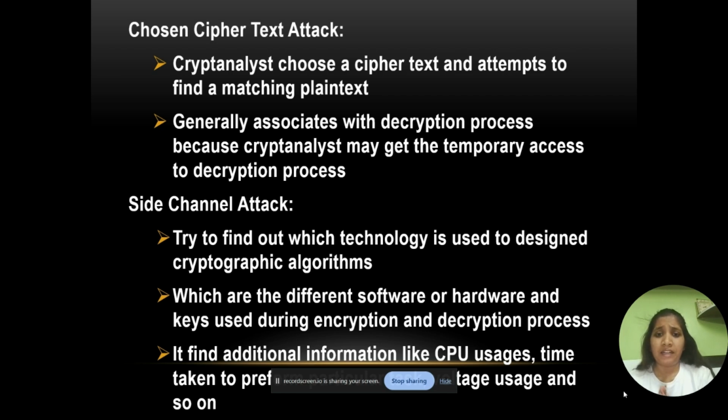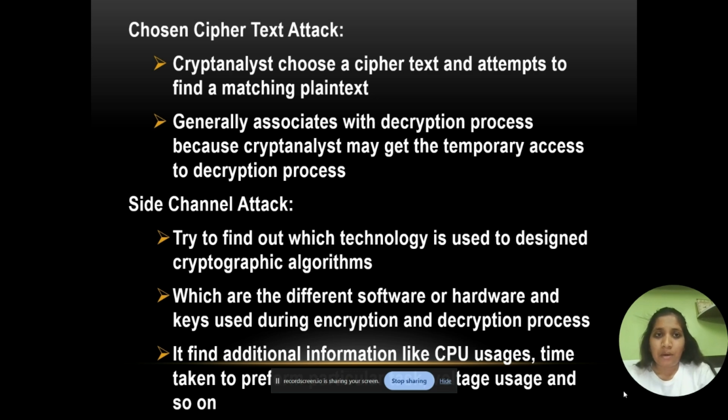A chosen ciphertext attack occurs when a cryptanalyst selects a ciphertext and attempts to find the corresponding plain text, or else interacts with the decryption system, gaining temporary access to see how the ciphertext gets decrypted, and it uses the decrypted output to analyze the encryption algorithm and break down the security.